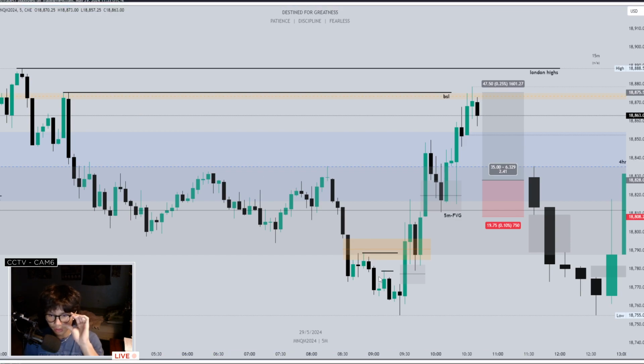When price trades into this fair value gap right here, that 5-minute FVG that I didn't note out, once we retrace back into that, that would be considered the last stage of accumulation. So this is on the sell model, or sell side. We retrace back into the first SIBI, first stage accumulation, and then we dip low. We trade lower, and then we have another retracement into another 5-minute SIBI. So this would be our second stage accumulation.